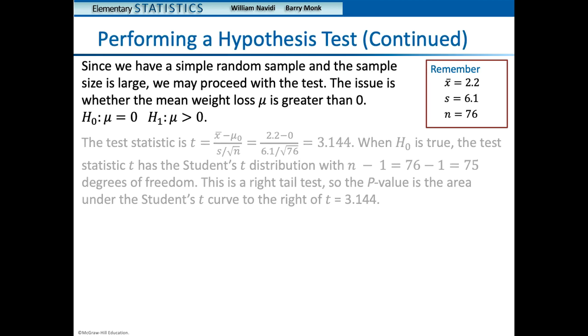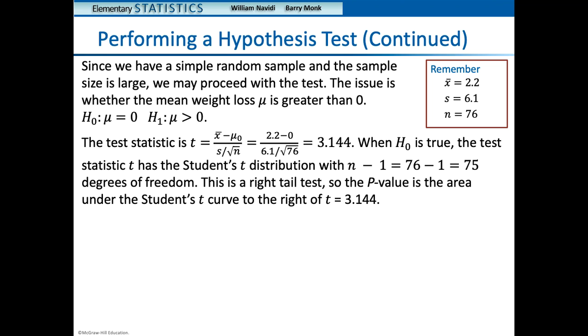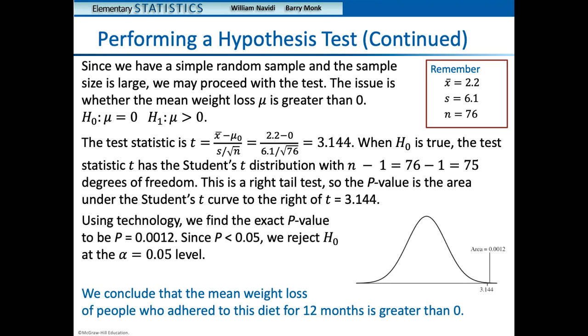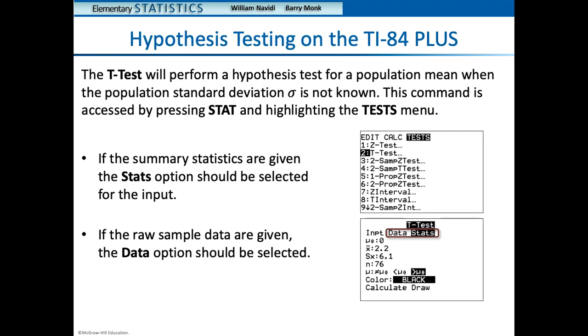Set up your hypotheses, right? Test statistic. This is all review. What I want to do is get ahead here to the function on your calculator. So you'll go to the tests menu, press the stat button, and then highlight the tests menu. In the previous section, the option we chose was the first one, z-test. But this time we will be using t-test, the second one in the list there.